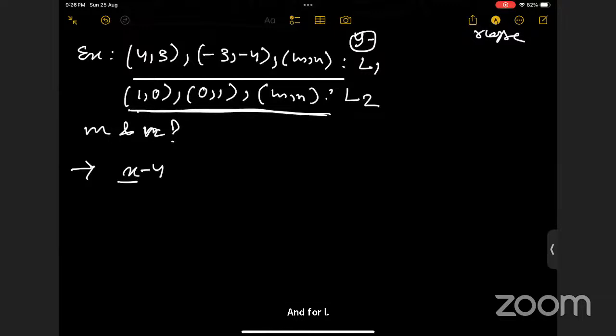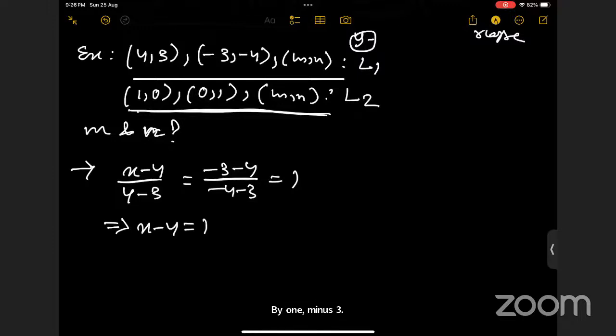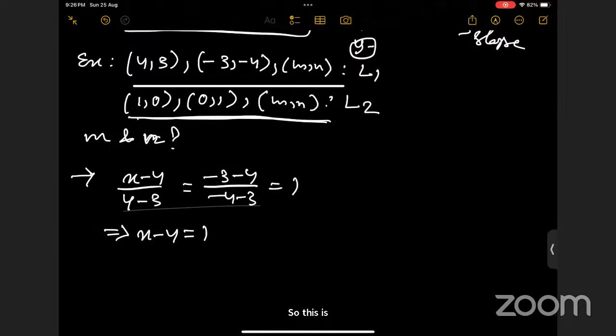One second, ma'am. To simplify, 4 minus 3 by 1 minus 3 minus 4 minus 4 minus 3, right? Which is 1. So this is x minus y equals 1, right? Yes, ma'am. And we have that the point m, n is lying on the line, right? So it will satisfy the equation of the line. That means m minus n will be equal to 1, right?